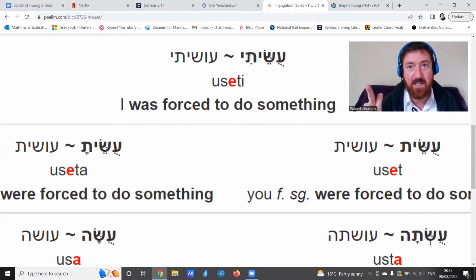I did it. But this is I was forced to do. Why? Because the pu'al is the passive intensive. So the pi'el is the intensive, I forced, and the pu'al is the intensive passive, I was forced. And how do you know it's past tense, first person? Because it has taf on the end.